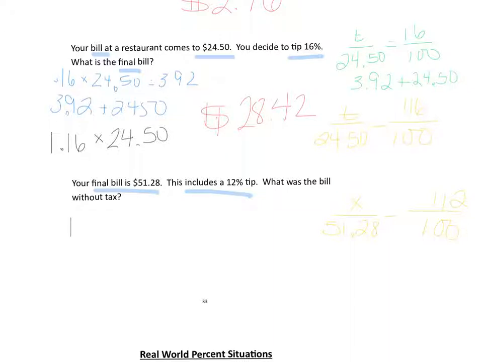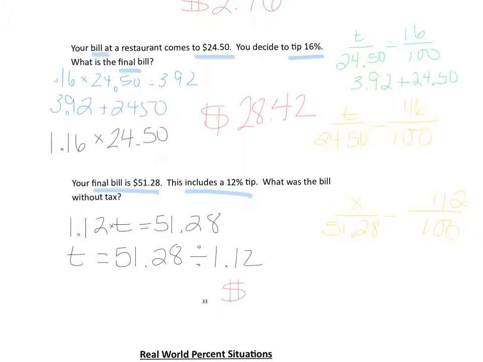Or we could just say 1.12 times 51.28. Once again, we can't do this the blue or the green way because you're not given part of the percent. You're only given the total, 112%. So when we solve this, we're finding the total amount, so we have to divide 51.28 divided by 1.12. Either way we go about it, we end up with 45.785 and then a bunch of other stuff.